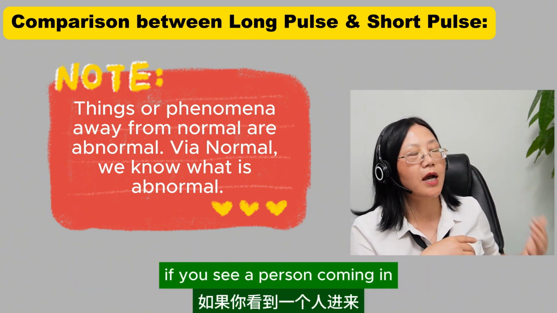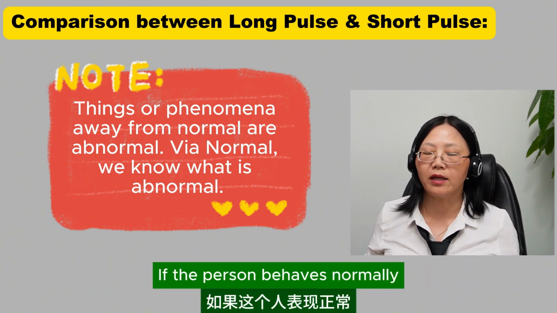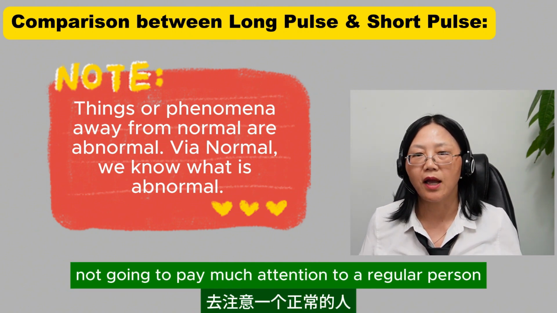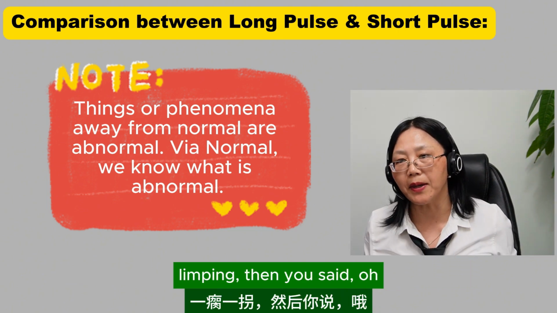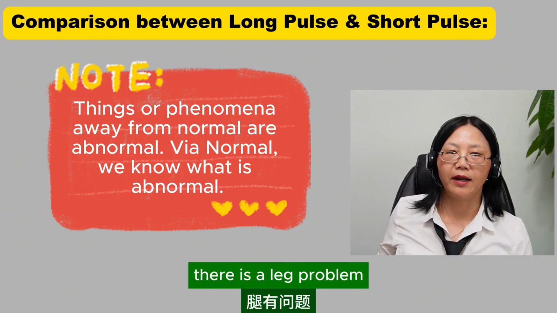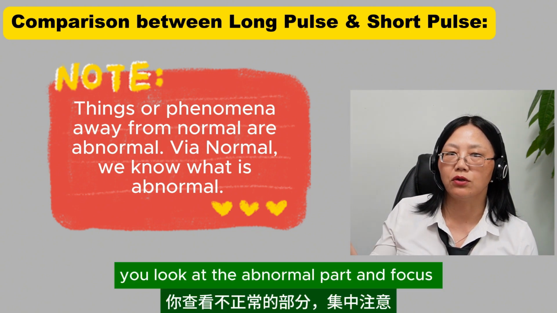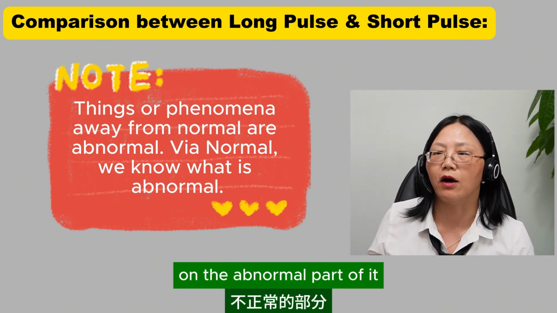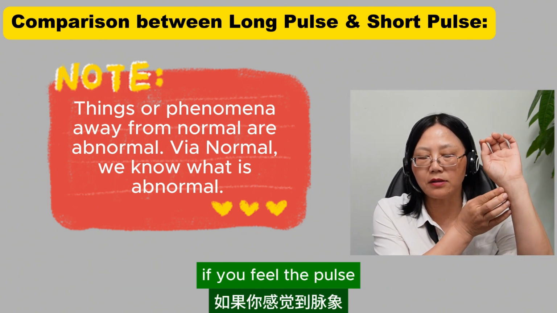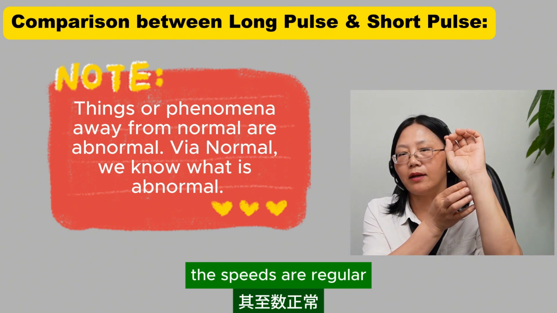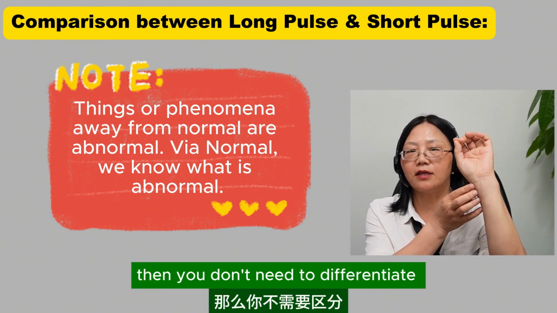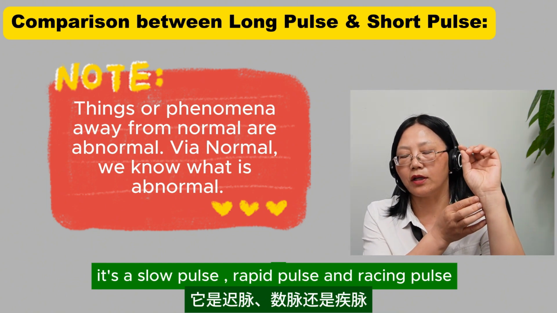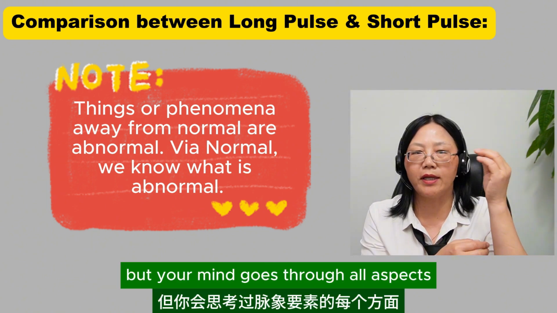If you see a person coming in, if the person behaves normally, you are not going to pay much attention to a regular person. However, if this person comes in limping, then you say, oh, there's a leg problem. That's why you look at the abnormal part and focus on it. If you feel the pulse, and the speed is regular, then you don't need to differentiate whether it's a slow pulse, rapid pulse, or racing pulse. But your mind goes through all the aspects.